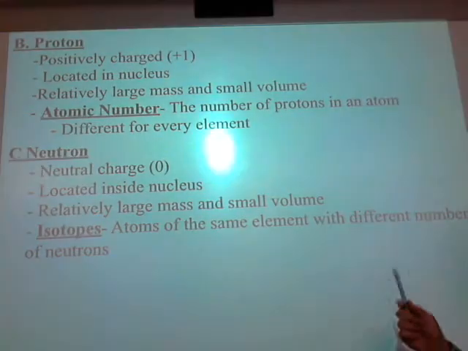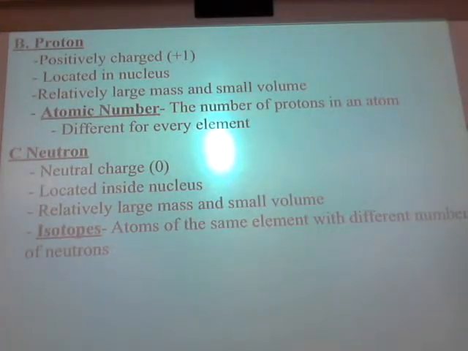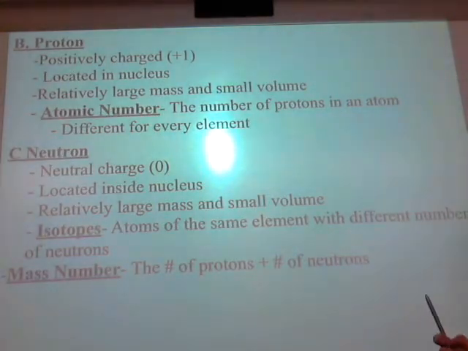Now, there's one more term here I've got to give you. It's one of those that's over there. It's often confused. Mass number versus atomic mass. I'm not going to have time today to talk about atomic mass, but we will talk about mass number today. Mass number doesn't fit under any one of these three because he kind of includes a couple of them. He is the number of protons plus the number of neutrons in an atom.